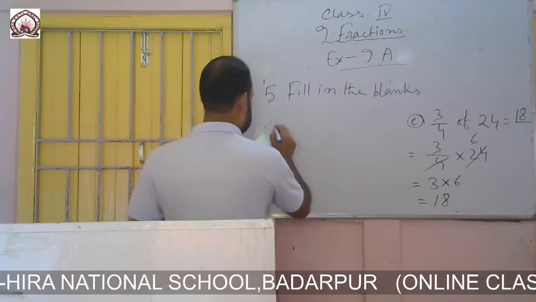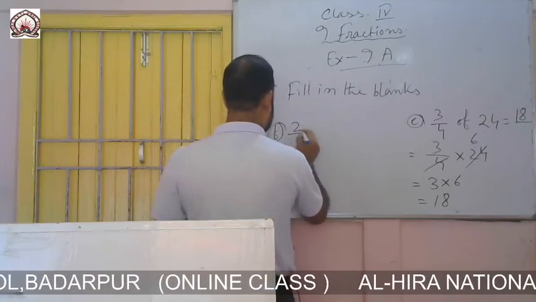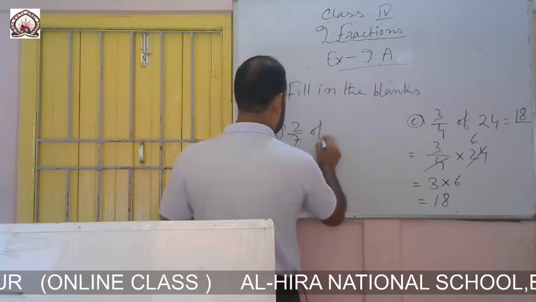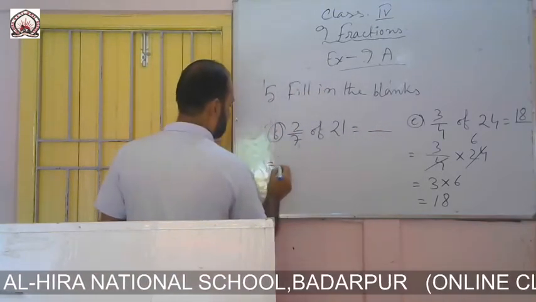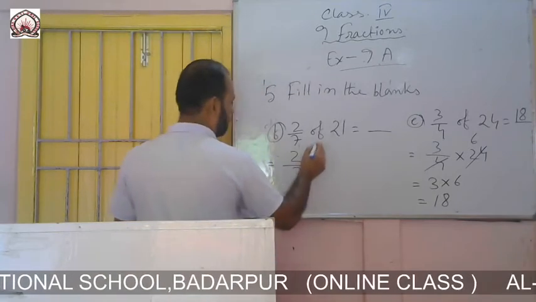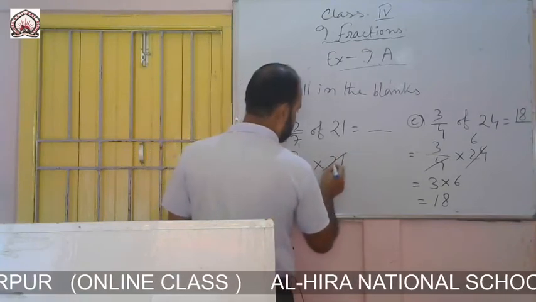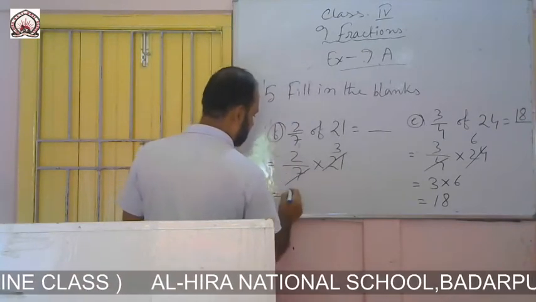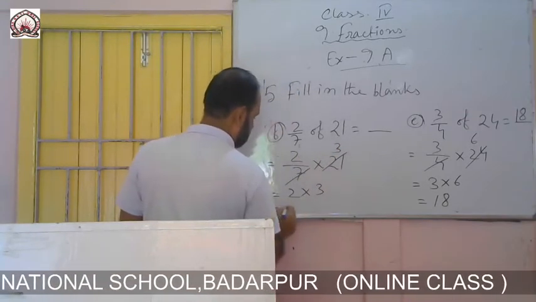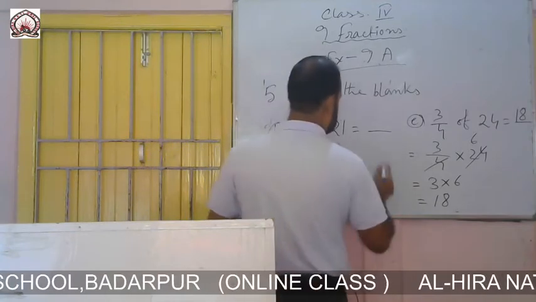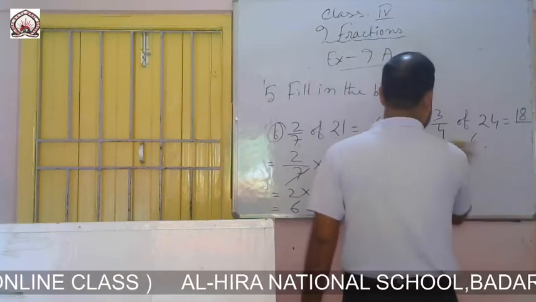Question number F, 2/7 of 21 equal to dash. Here 2/7 of means into 21. Cut 7 1 is 7 and 7 3s are 21. The upper remains 2 into 3. So 2 3s are 6. Answer is 6. Next, question number G.